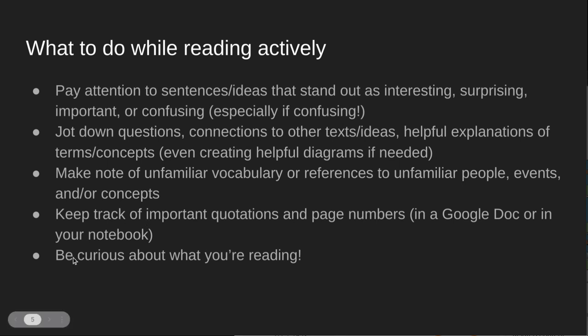And then finally, just overall, just be curious about what you're reading. I think this brings all of these things together. Be curious about what you encounter. Ask questions about the things that you read. If you don't understand something, like I said, don't just throw up your hands and say, oh, I don't understand it. Oh, well. No, be curious. Say, why don't I understand that? Let me see if I can figure this out.